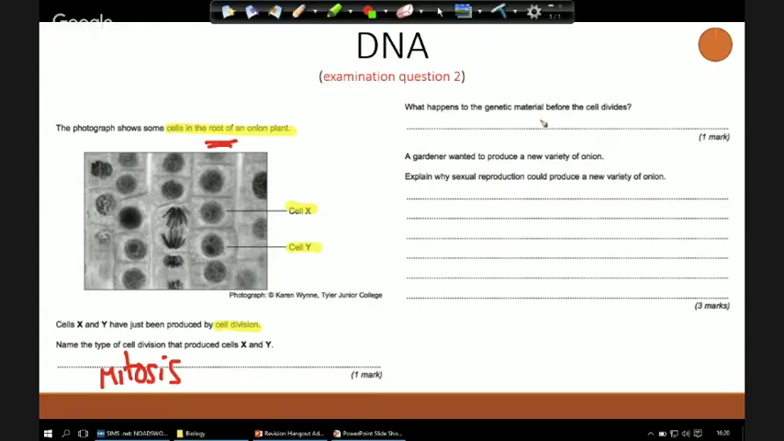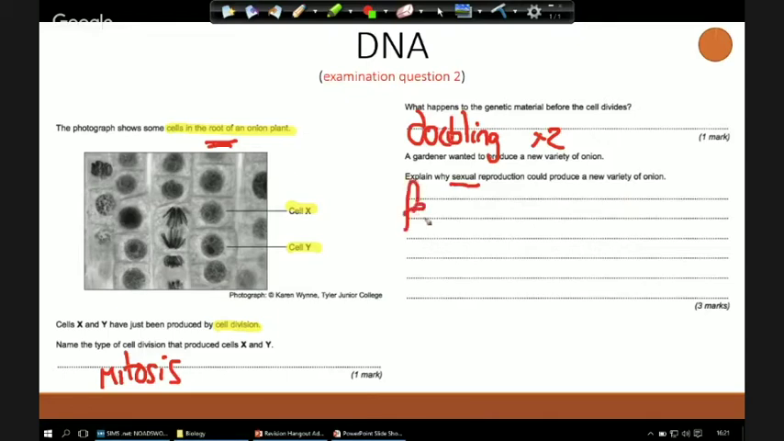What happens to the genetic material before the cell divides? Well, this is our first doubling. We get twice the amount. Finally, a gardener wanted to produce a new variety of onion. Explain why sexual reproduction could produce a new variety.